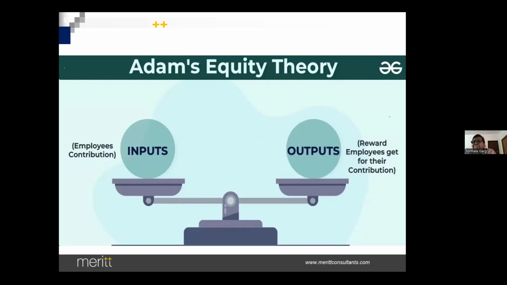Say, for example, Niti works very hard. She has high qualifications, she has a lot of certifications, but she sees that the kind of rewards, the salary she gets, is not equal to the effort. Then what will happen to Niti? What will she do? Tell me, what will you do, Niti? I'll feel demotivated. I'll look for a new job.